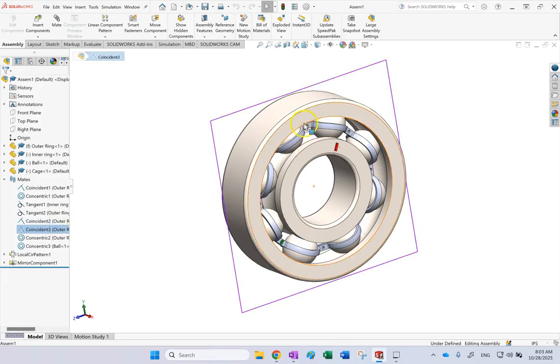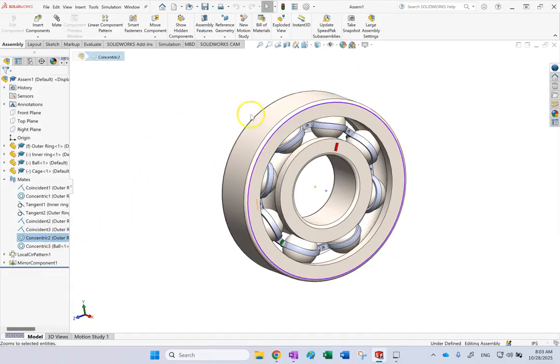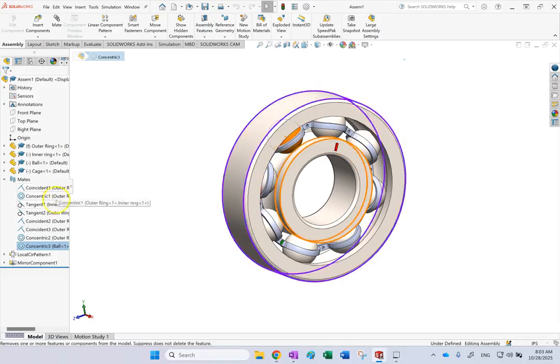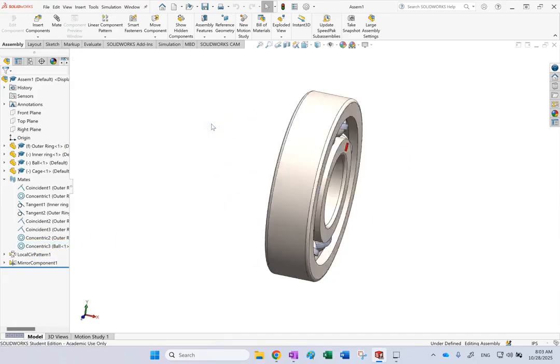Then I mated the flat piece of the cage with the midplane of the outer ring, so it comes exactly to the center. I made the cage concentric with the outer ring, and finally I made the ball surface concentric with the surface of the cage. So you need to apply all of those. And then I did a pattern to do all of the balls, and then I did a mirror of the cage to get the other side.